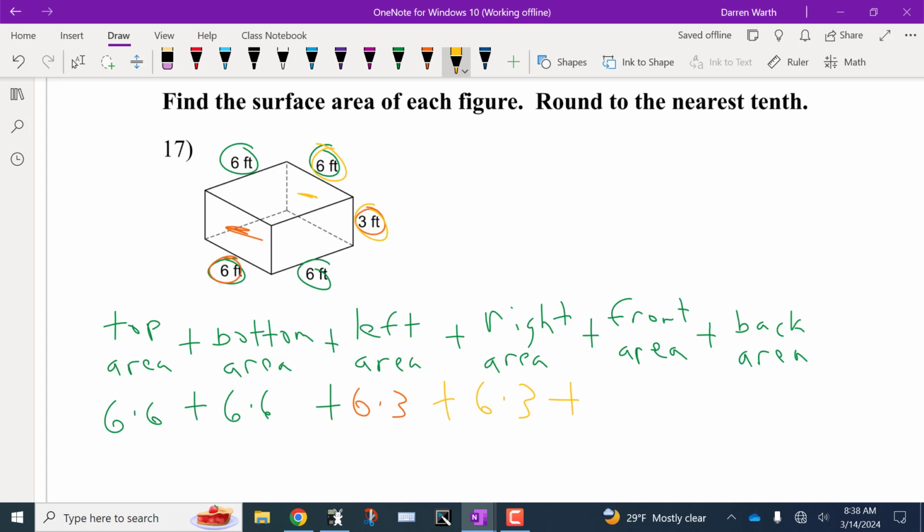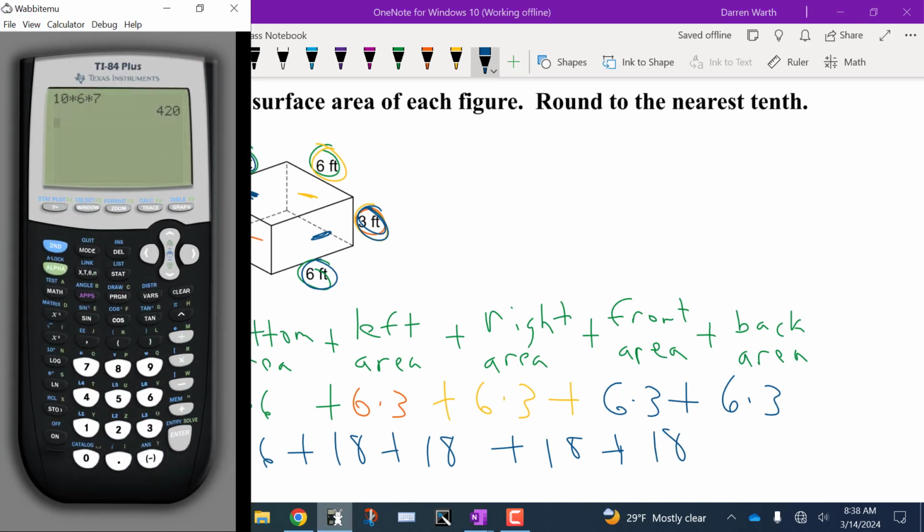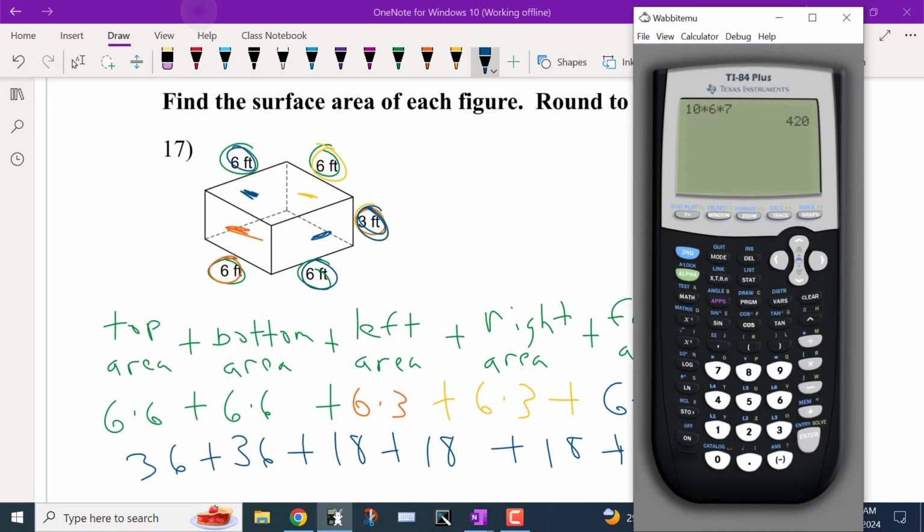And then my front area is just going to be this area out front. So this right here. So it's going to be 6 times 3. And my back area, well, that'd be this back here. And that looks like it's also going to be 6 times 3. I can just type in your calculator right now, or we can just find these because I know that 6 times 6 is 36 plus 36. 6 times 3 is 18 plus 18 plus 18 plus 18. So put that on your calculator, and we'll go ahead and find out what our area is.